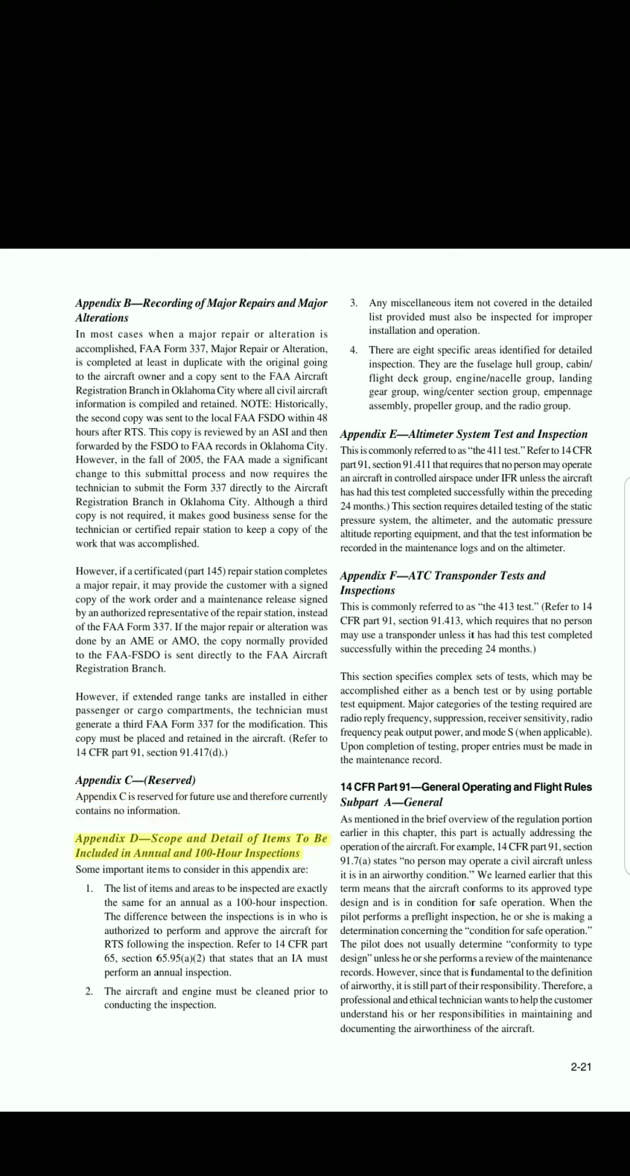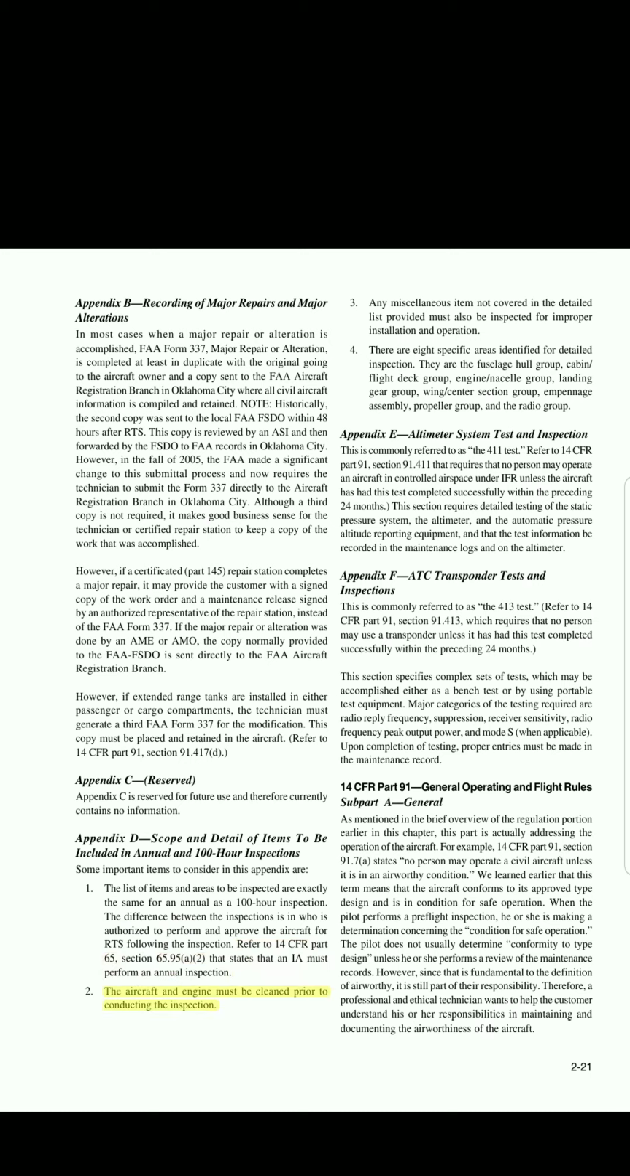Appendix D, Scope and detail of items to be included in annual and 100-hour inspections. Some important items to consider in this appendix are: 1. The list of items and areas to be inspected are exactly the same for an annual as a 100-hour inspection. The difference between the inspections is in who is authorized to perform and approve the aircraft for RTS following the inspection. Refer to 14 CFR Part 65, Section 65.95(a)(2), that states that an AMT must perform an annual inspection.